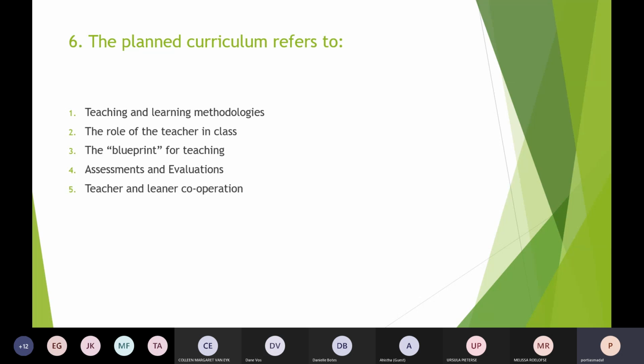Correct, students, because a planned curriculum is the curriculum that you're working with, that you must align all your activities with, all your planning with, and the curriculum we use now, it's the CAPS curriculum. All right, so that is the planned curriculum. So the planned curriculum refers to the blueprint for teaching and learning as well.